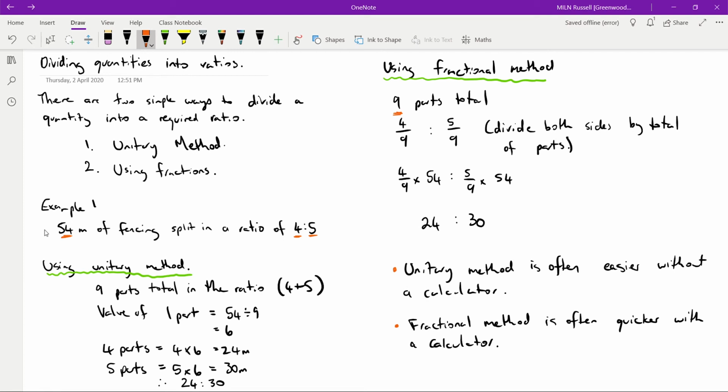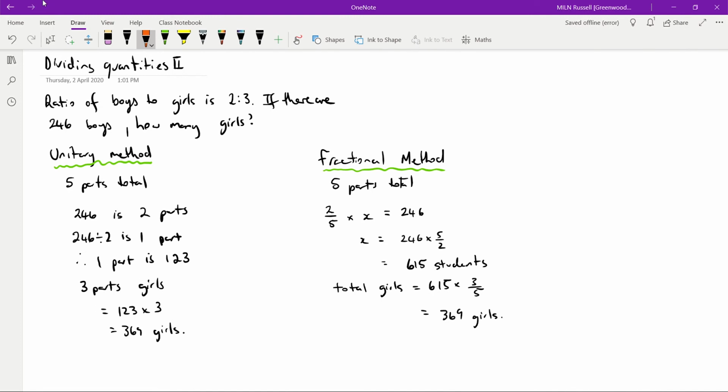Both ways are valid. The unitary method tends to be easier if you don't have a calculator. The fractional method is often quicker if you have a calculator. Okay, let's not just talk about it, let's do another one. So a bit of a harder problem here.